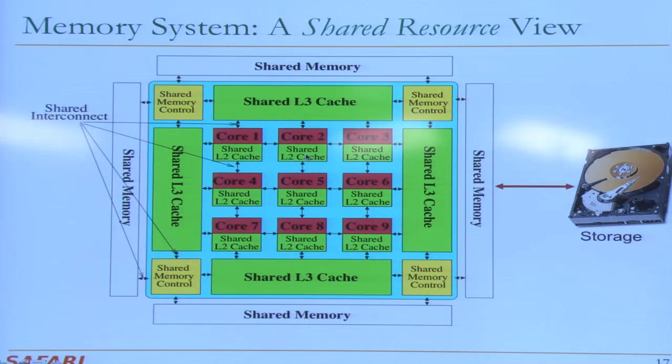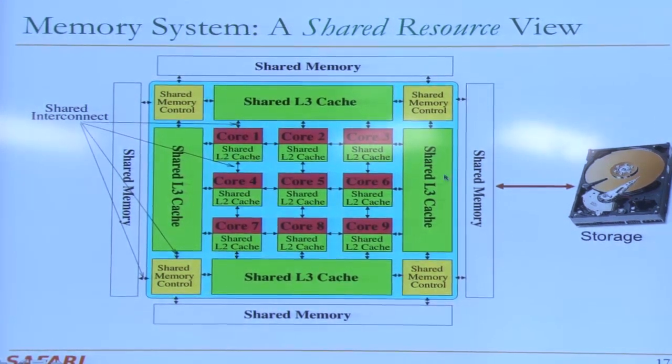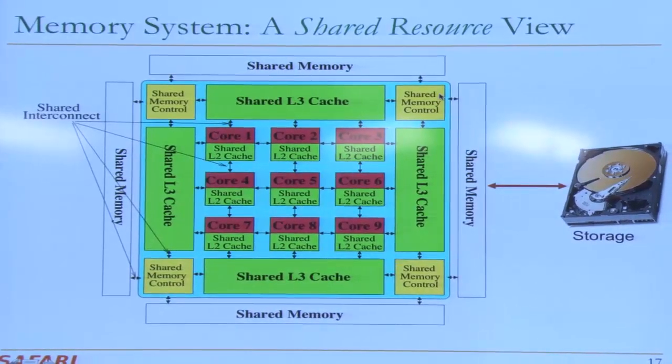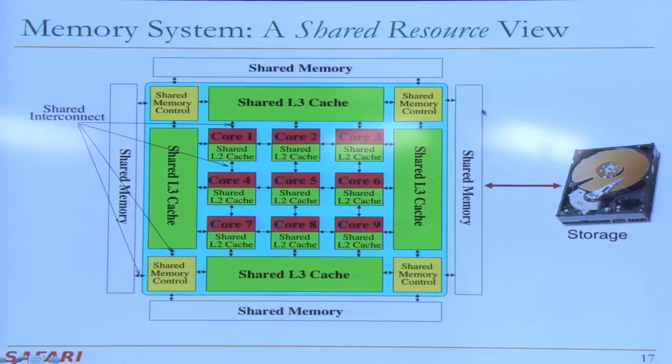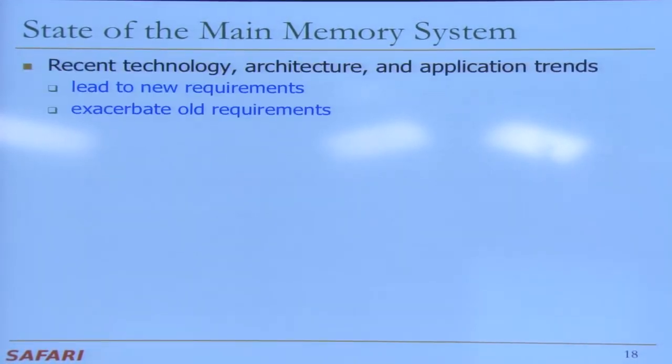But if you look at a chip today, this is a cartoonish picture. The computation is really confined to these red parts. Everything else is really moving data and storing data. And we've covered a lot of the caches over here. This time we'll focus on the memory controllers and the buses and the shared memory. So let me give you a brief overview of the state of the main memory system today.